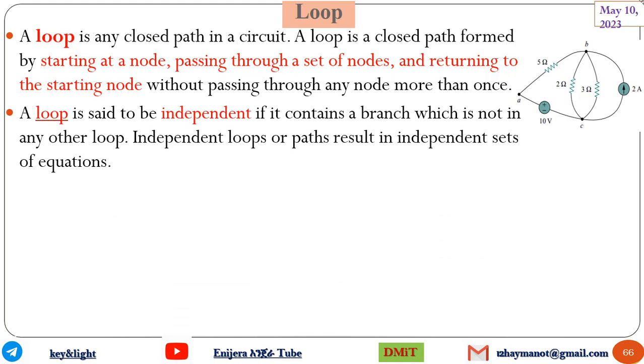A loop is said to be independent if it contains a branch which is not in any other loop.